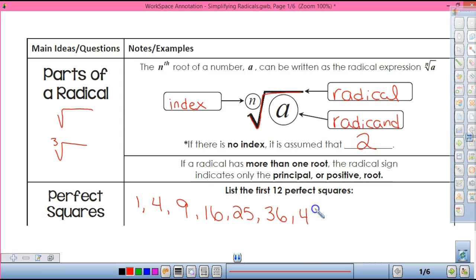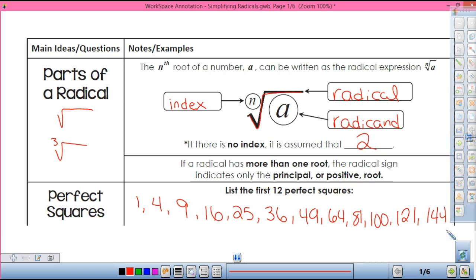49 would be next. Then 64, 81, 100, 121 and 144. You are going to have to learn and memorize the first 12 square roots, or the first 12 perfect squares. By the time you get to Algebra 2, you're going to have to know all 20 of them, the first 20, but for right now, we're going with the first 12.